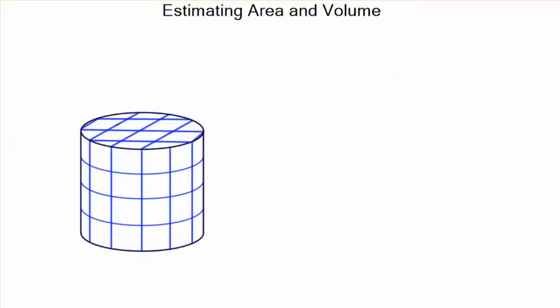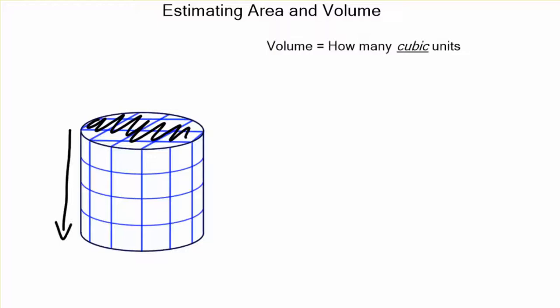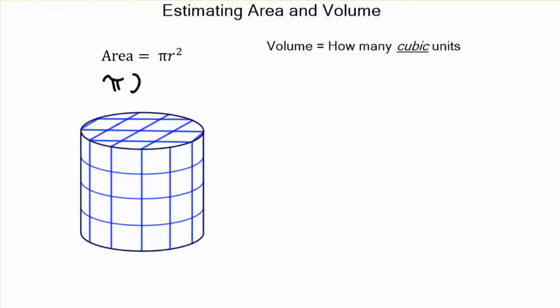But what about the volume? How do we find the number of cubes in there? Well, again, we're going to find the area of one of the surfaces. Let's find the area of the top, multiply that times the height, how many there are. There's 4 stacks of those cubes. Well, again, we can find the area of that top by using pi r squared. We know it's going to be pi times 2 times itself. That's 4 pi. Multiply that times the height of the cylinder, which is 4, and we get 16 pi.